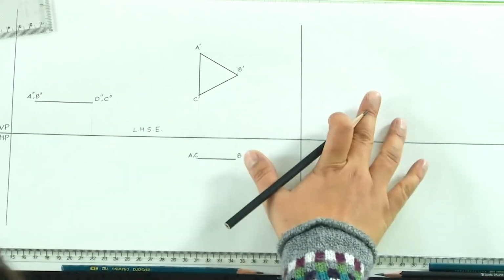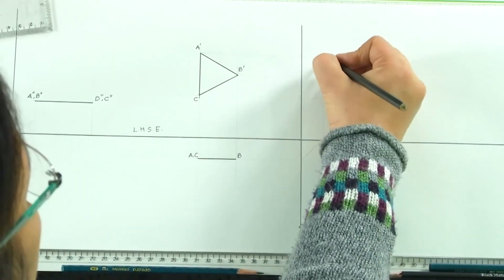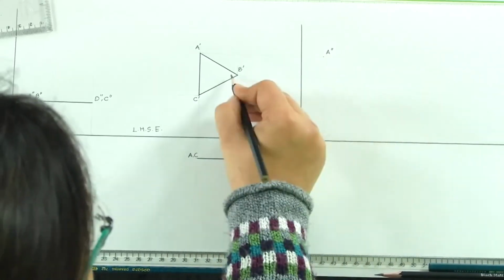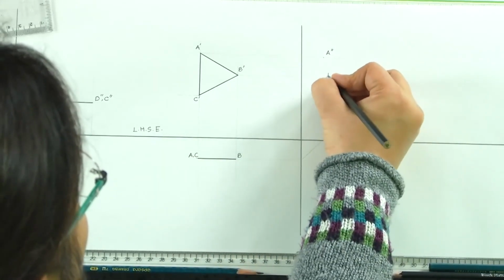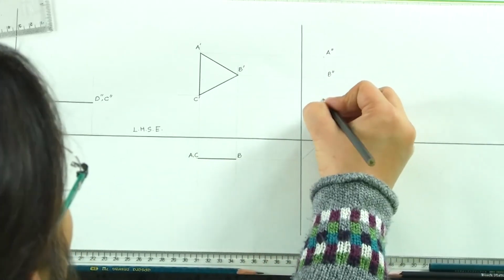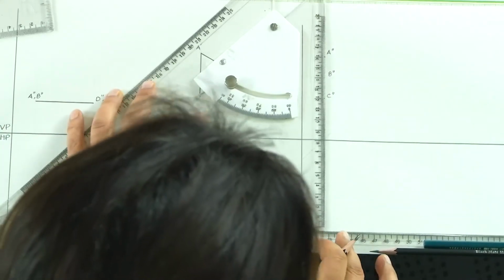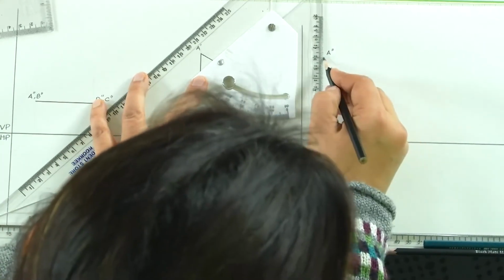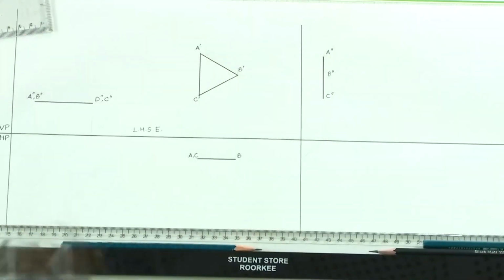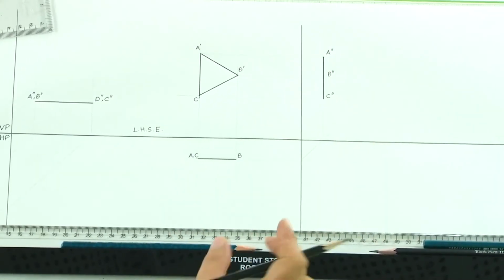Now, let us take it to the side elevation. What do you have? A coming and meeting with A here. So, this is the point A double dash, B and B. So, this is the point B double dash and C here. So, what do we see? We see 3 distinct points in side elevation, but it is still a line.